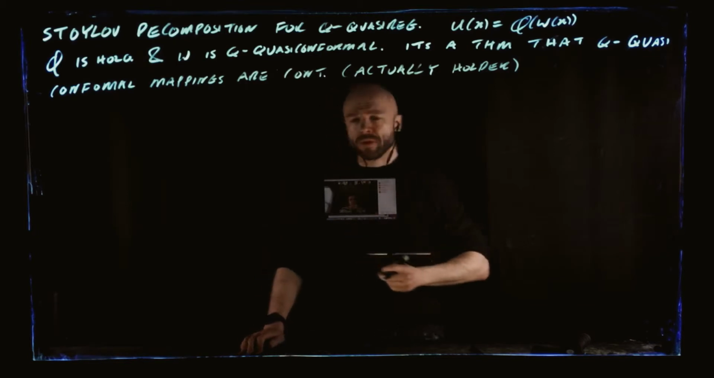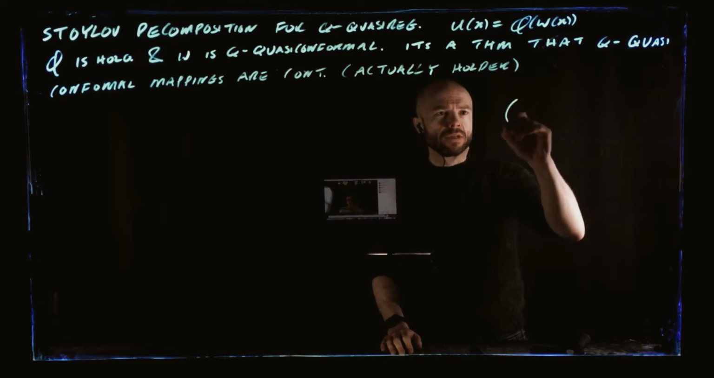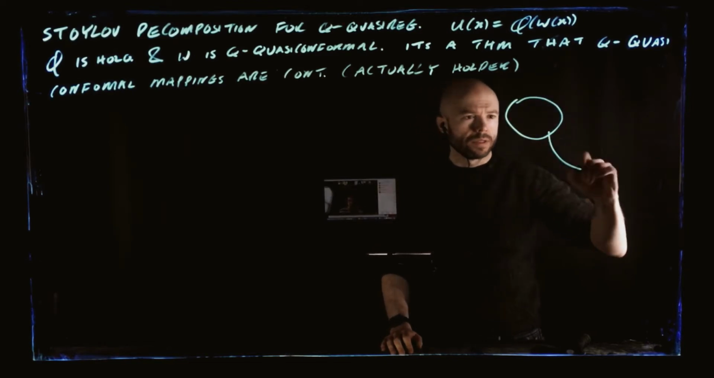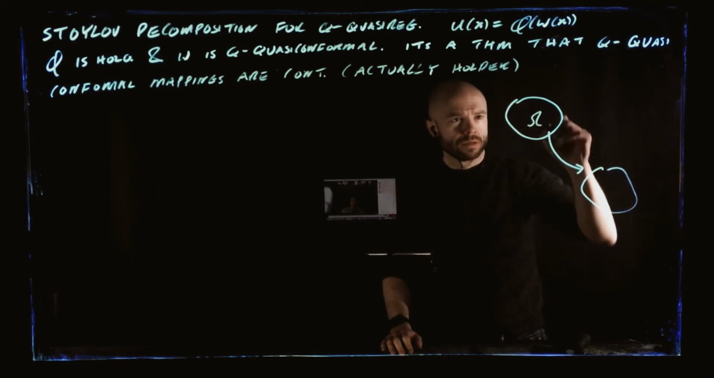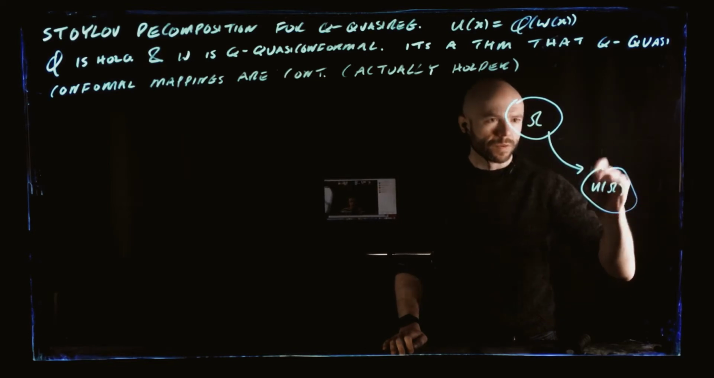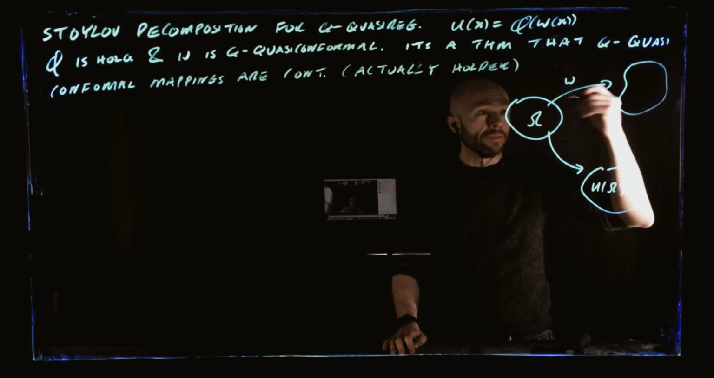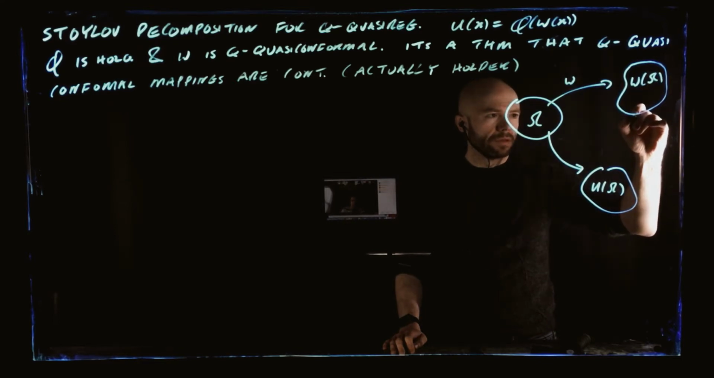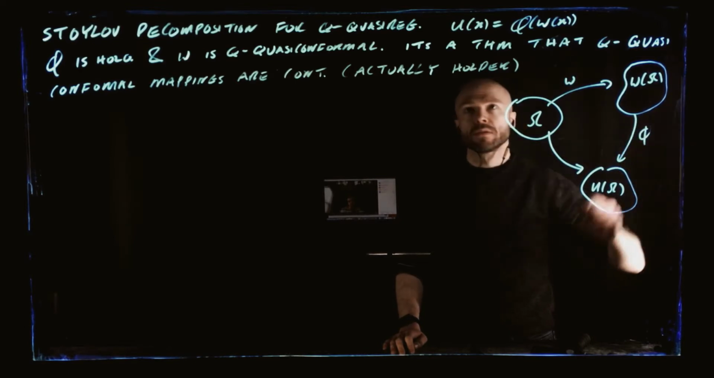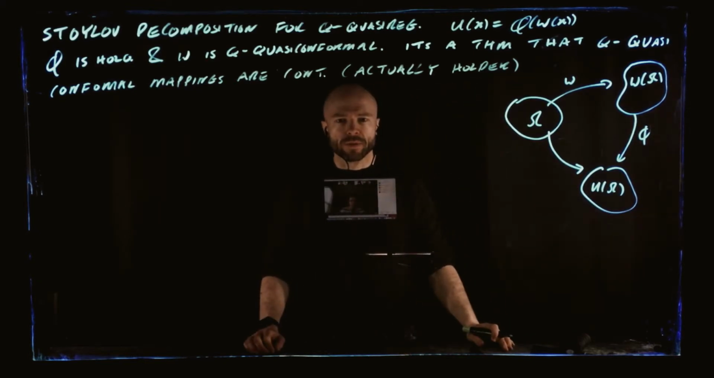Tell me why it's open. Why is it open? So let's draw a picture again. We have our region omega. It's mapped to U of omega. We have W in an invertible way mapping it to this. And then we have a holomorphic mapping phi, like this. Okay, so why is it open?